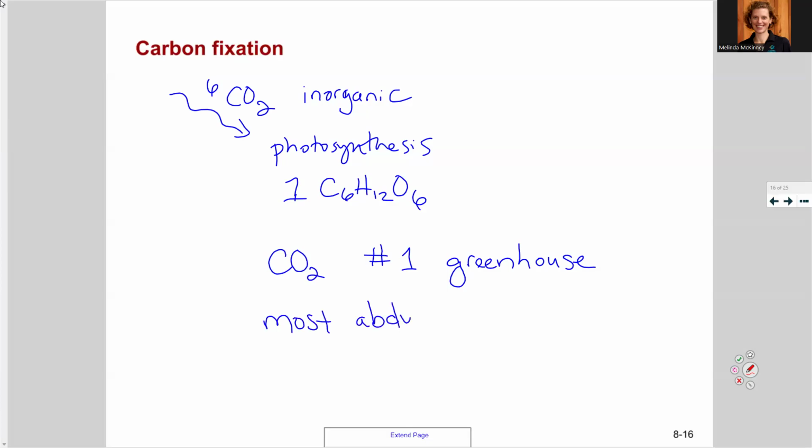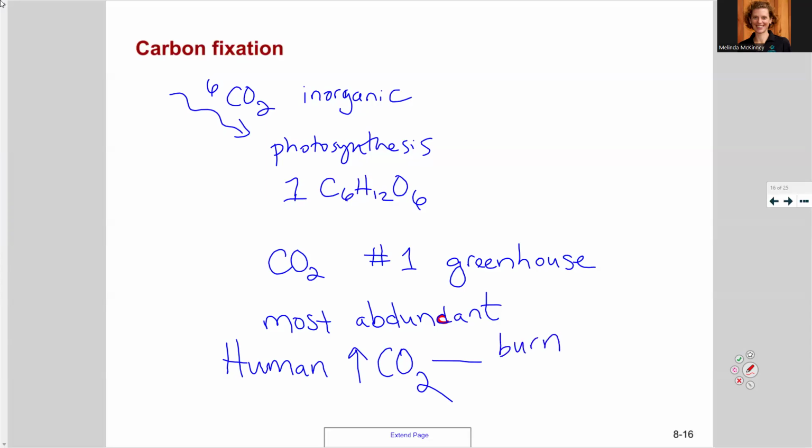And now we're seeing this increase further, and it's primarily because of humans. So humans are increasing carbon dioxide in the atmosphere. So the question is, how are humans doing that, right? And why is it bad? Well, humans are doing it primarily by burning fossil fuels.